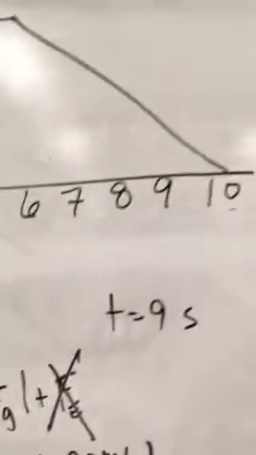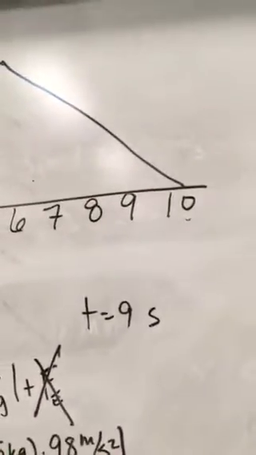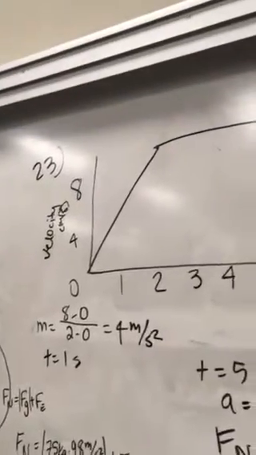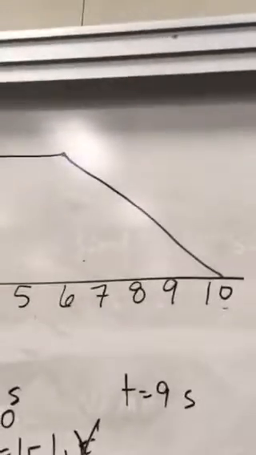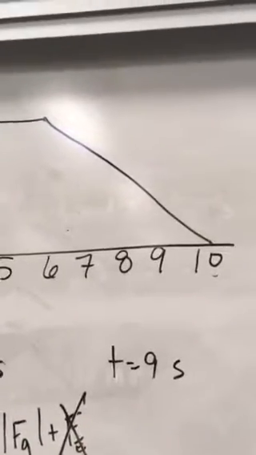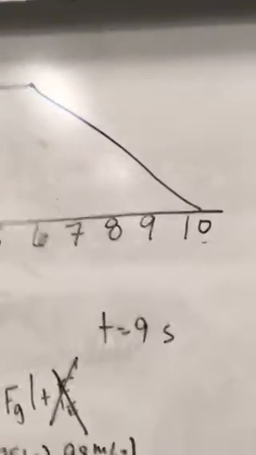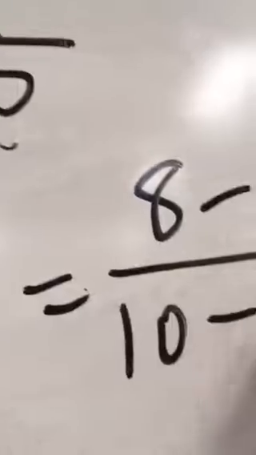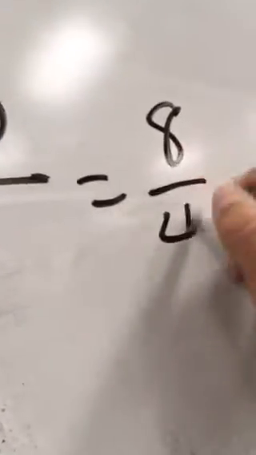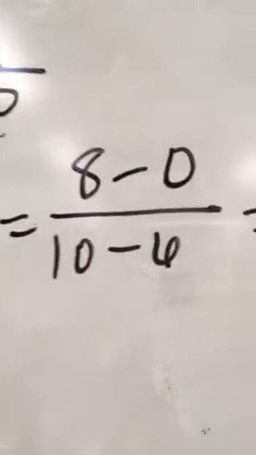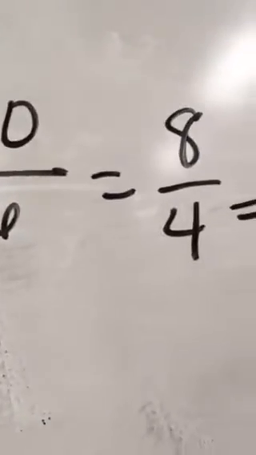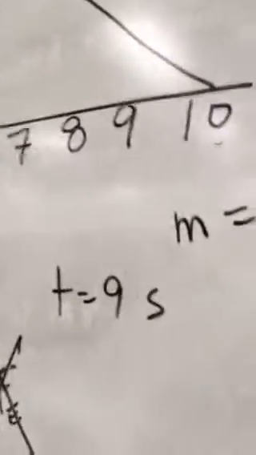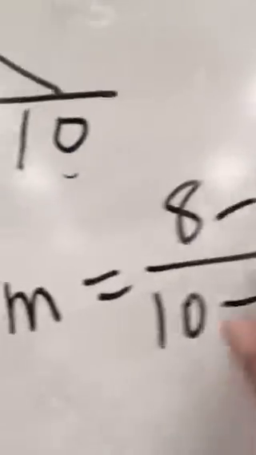In the last piece of my question, it's asking me about time equals 9 seconds. So now I can look at my graph and I can see that even though the velocity is still positive, the acceleration, the slope of my line, is now definitely negative. So I'm going to start by finding the slope of the line. So slope is rise over run. So I've got 8 minus 0 over 10 minus 6. So that is 8 over 4, or 2. It's important to note here that it's going to be a negative 2 meters per second squared because the line is sloping down. I should have done a 0 minus 8, I guess, on the top.